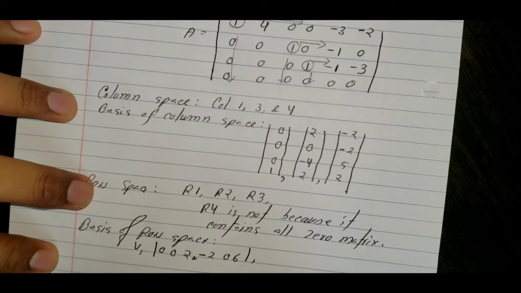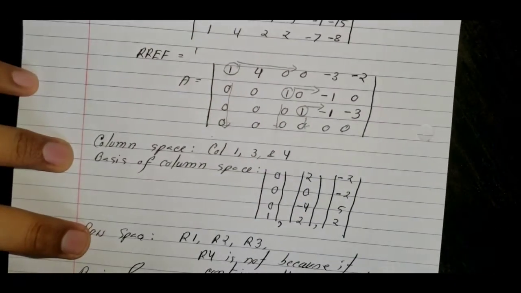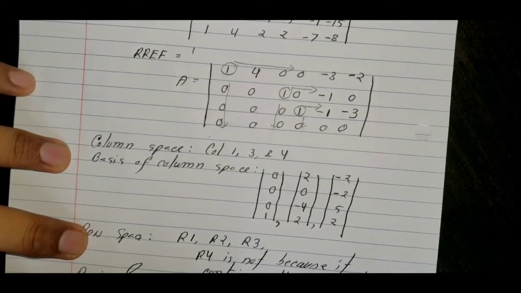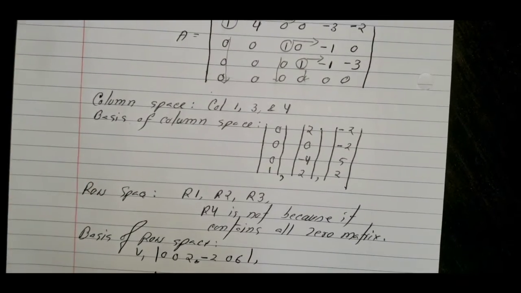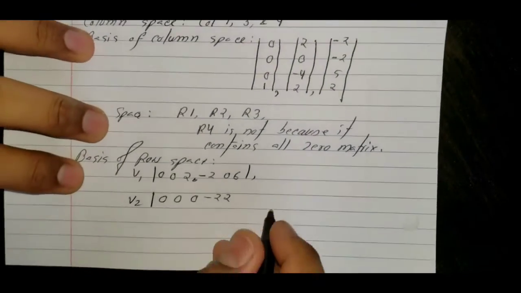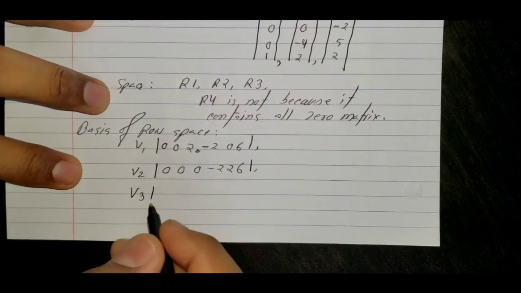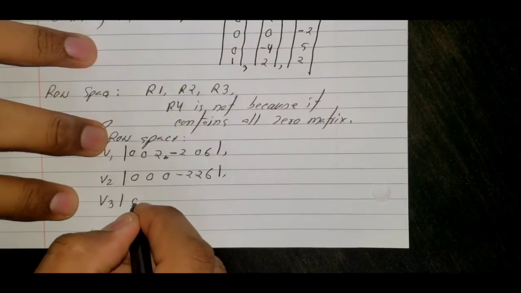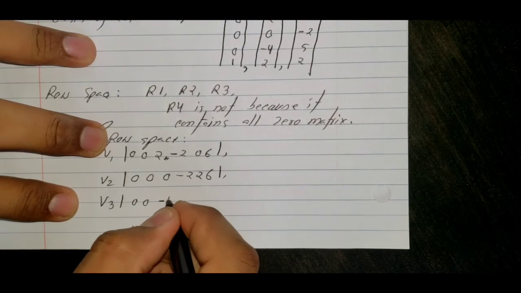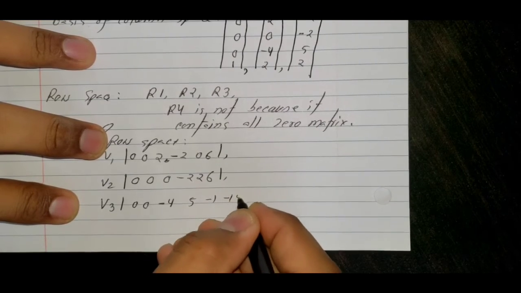That is your vector 1. And your vector 2 is the second matrix, which is 0, 0, 0, minus 2, 2, and 6. And your third matrix is this one, which is 0, 0, minus 4, 5, minus 1, and minus 15.